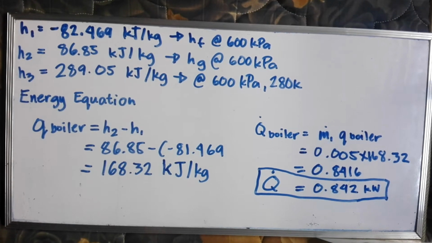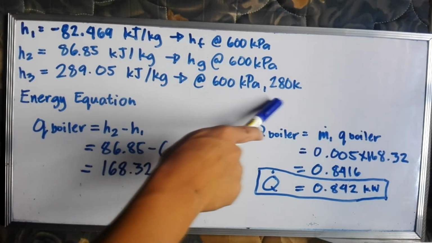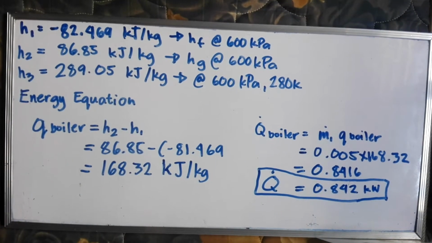The enthalpy at state 3 is equal to 289.05 kilojoules per kilogram. That is obtained from the superheated table of nitrogen at 600 kPa and 280 kelvins.